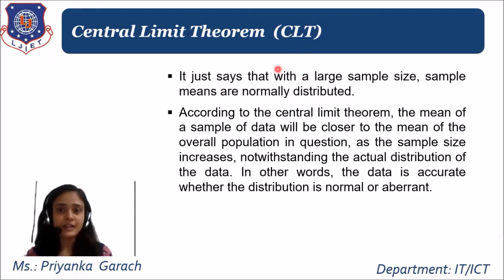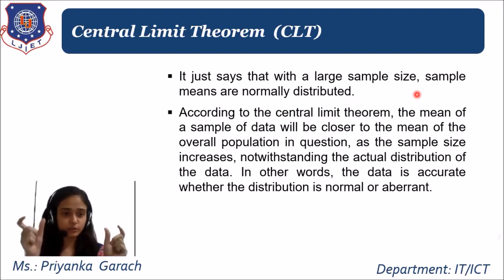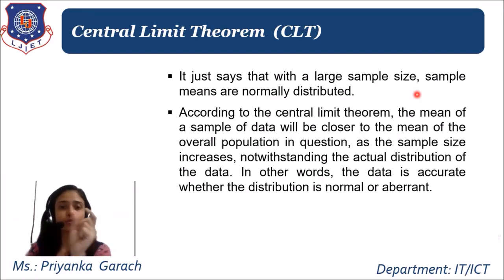So this is what the central limit theorem is saying. Also, it is saying that the mean of the sample is very close to the mean of the population. We have two different parts, that is the sample and the population. We have some elements in the sample, and based on those elements we calculate the mean of the sample, and we also have the mean of the population. The central limit theorem is saying that the mean of the sample is very close to the mean of the overall population.